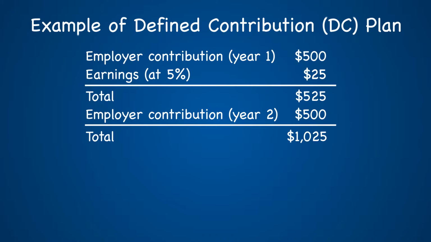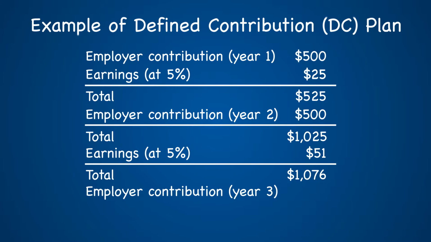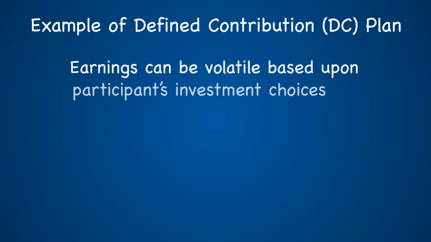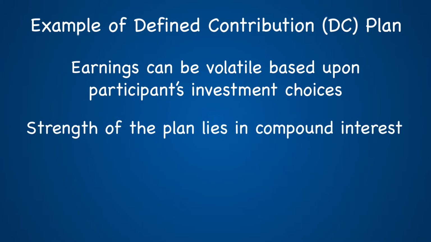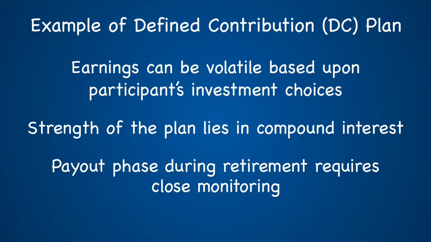This pattern continues with the crediting of contributions and earnings until retirement. It should be noted that the earnings part of the equation can be quite volatile based on the underlying investments chosen by the participant. That said, the real strength of a defined contribution plan lies in the power of compounded interest. Now that we have a basic understanding of the two types of retirement plans, let's turn our attention to the annuity plan for the United Church of Christ.